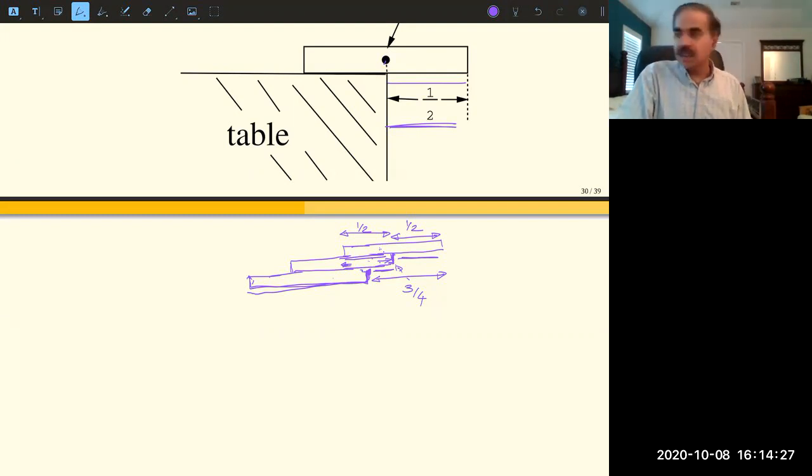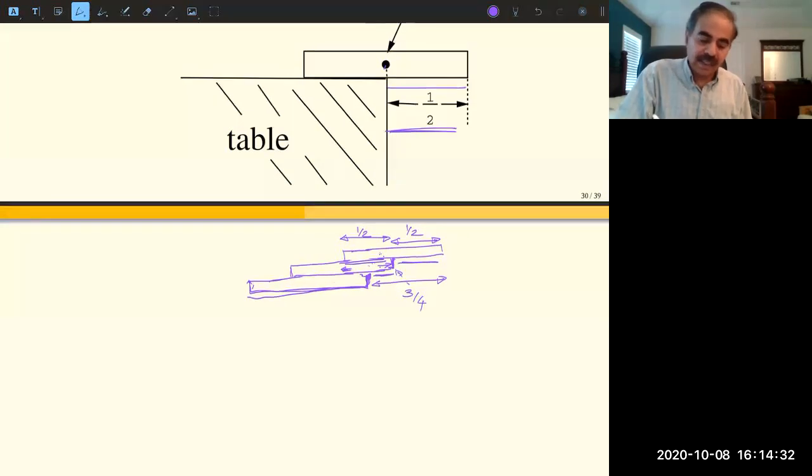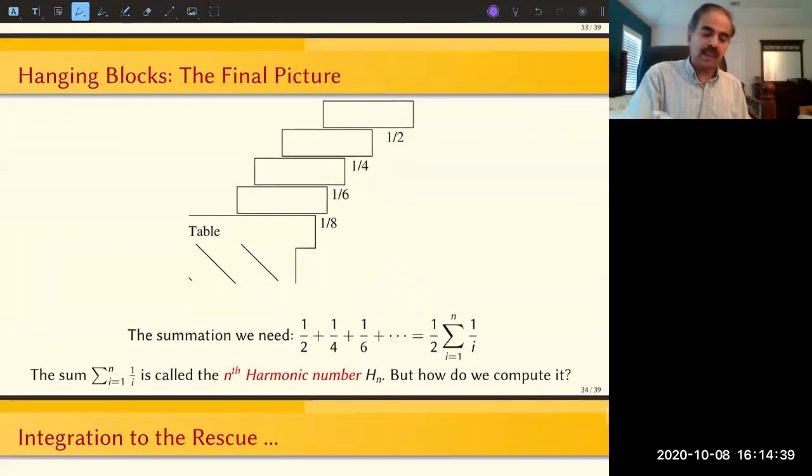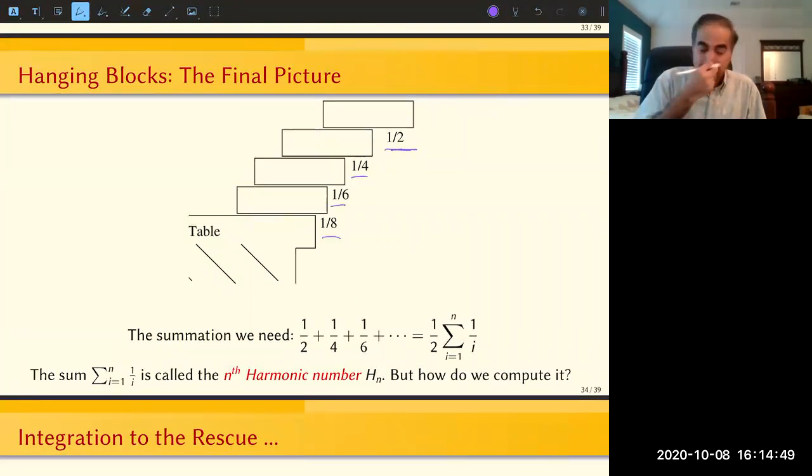And you can do the calculation, and you will find that you end up with a sequence like this. The first two we saw, one half and 1/4, and then you will get to 1/6, because essentially what ends up happening is that there are two blocks that are pulling the center of mass, right?